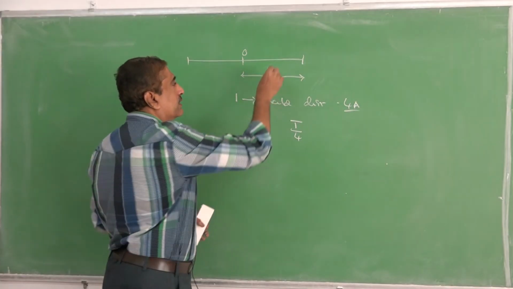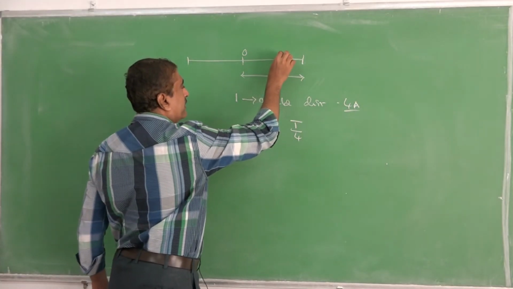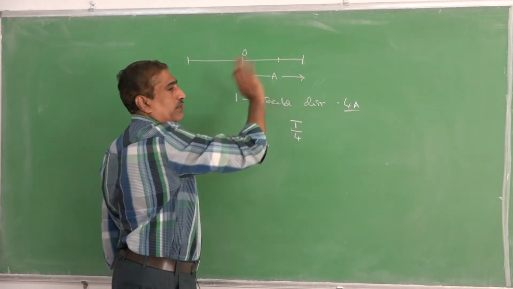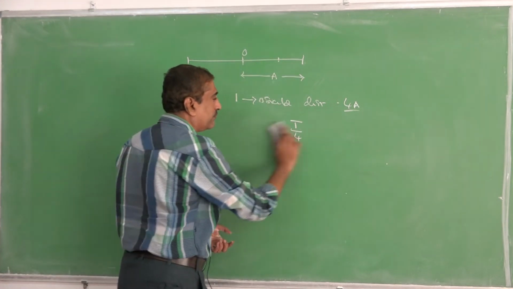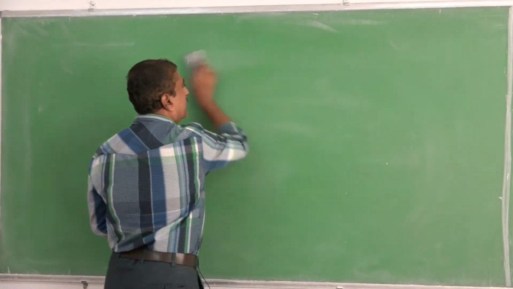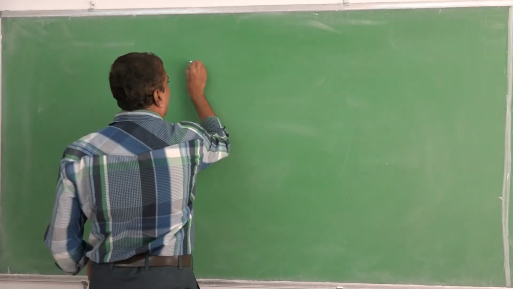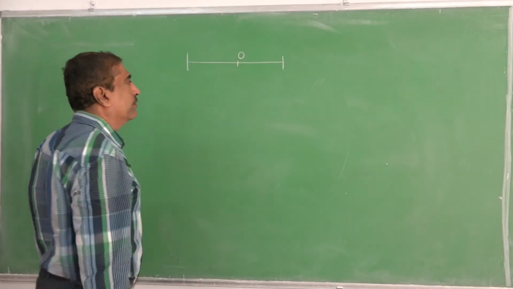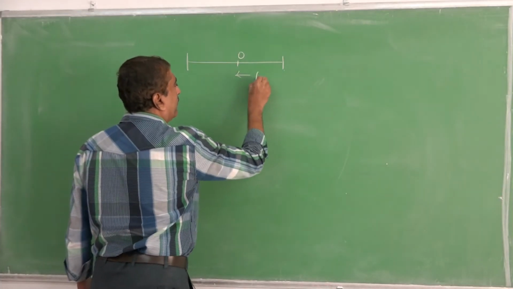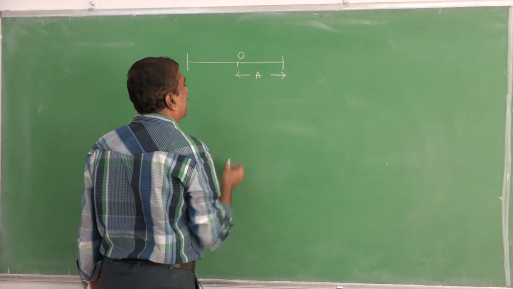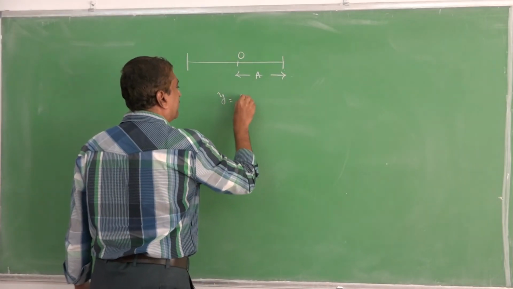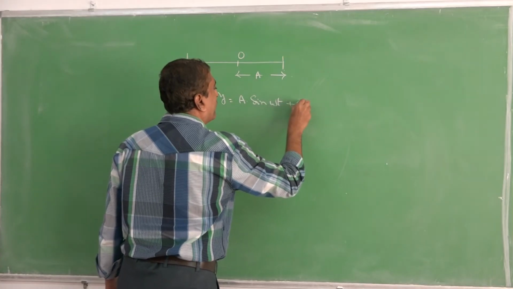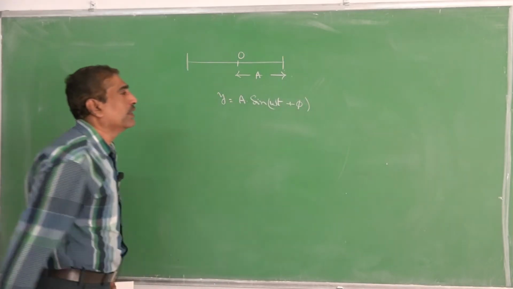That means, suppose the particle is at a particular position here, after T seconds it will be at this position only. Okay. Now, when we have to take this equation, suppose O is the mean position, amplitude A, like this, then its displacement is represented by A sin omega t plus phi. This is the general equation. Okay.